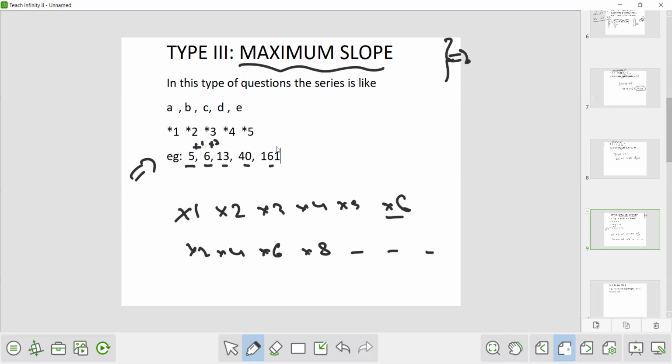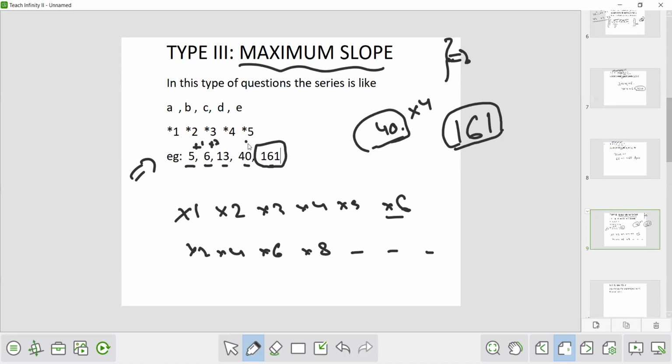What the slope method tells is to just look at the larger number. The larger number here is 161. The number just before it is 40. Can you recognize that 161 is how many times this 40? It's 4 times, so write into 4 over here. And what is the remaining? 40 into 4 is 160, so plus 1 you will add over here.